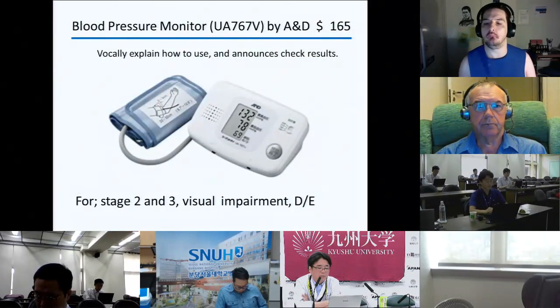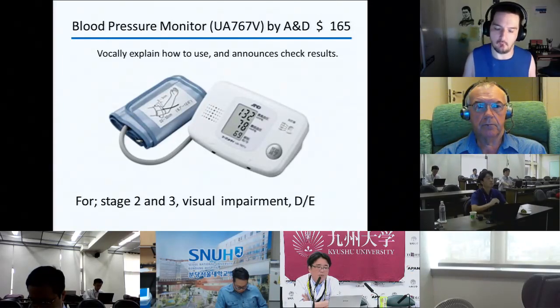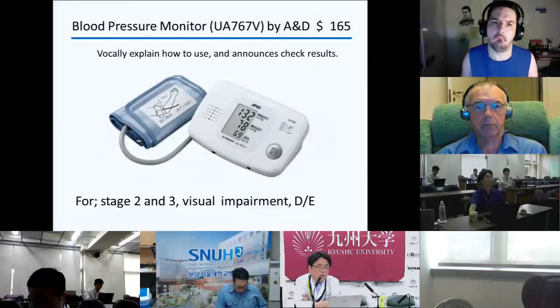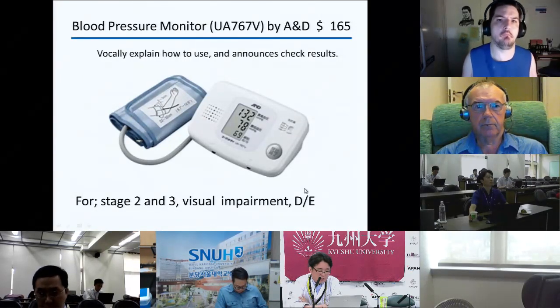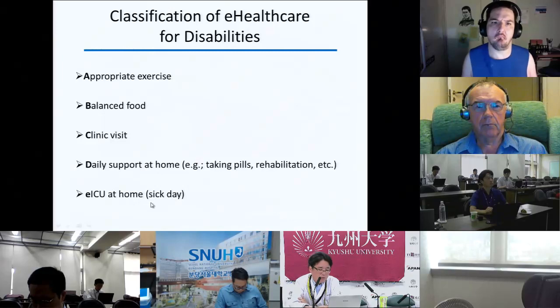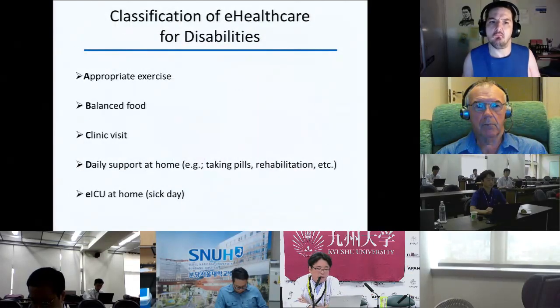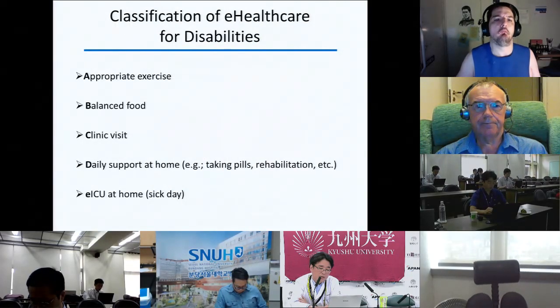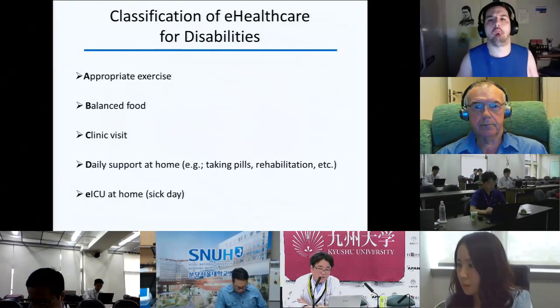And this is the first example. This is a blood pressure monitor for A and D. It vocally explains how to use it and announces check results. This is good for a person with visual impairment. And for stage 2 and stage 3, it is DE. DE means daily support at home and EICU at home. You know, for example, with severe diarrhea, we have to check the dehydration. This weight scale helps to know the degree of dehydration.